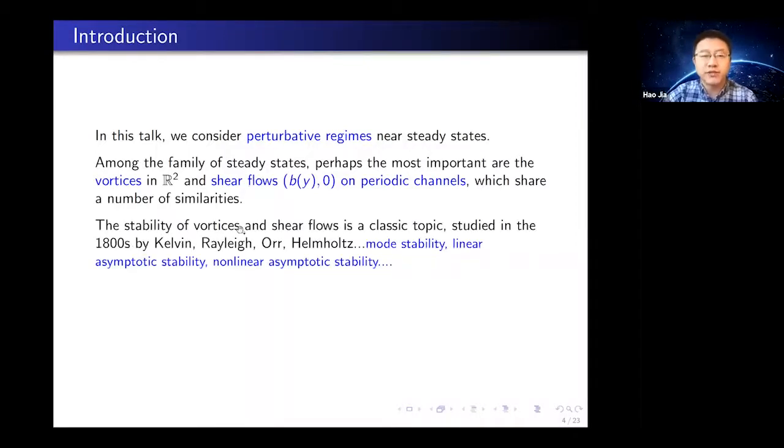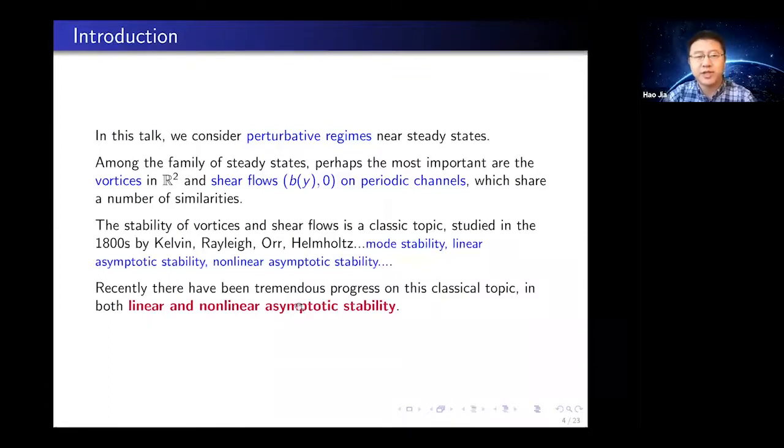So the stability of these coherent structures is a classic topic, and it's already studied by the pioneers like Kelvin, Rayleigh, or Helmholtz, among many others. And the focus was on modal stability, to just say if it's exponentially stable. And then, more recently, linear asymptotic stability and nonlinear asymptotic stability. And recently, maybe the last decade or so, there has been quite a lot of progress on both linear and nonlinear asymptotic stability.